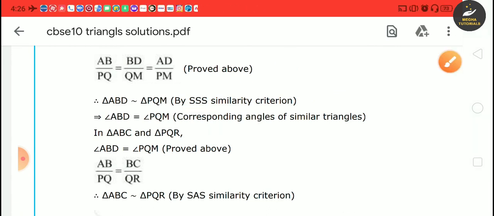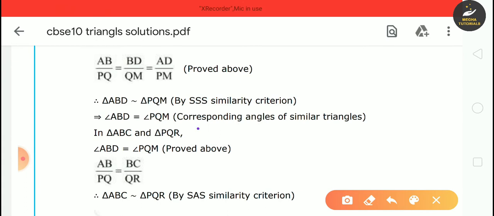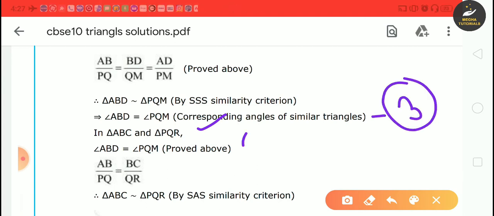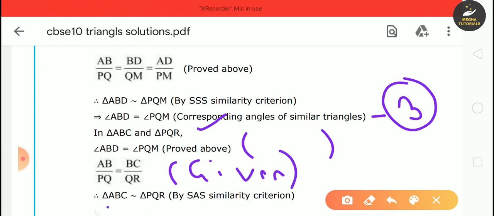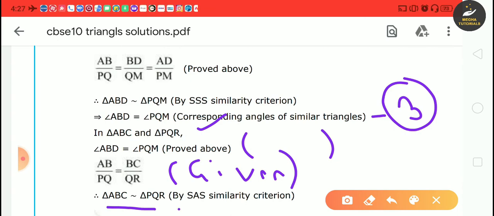Now consider triangle ABC and triangle PQR. It means main triangles. So angle ABD is equal to angle PQM. Give this equation 3 and then you can write from 3, and it is given that AB upon PQ is equal to BC upon QR. Sides are in the same proportion, so this is given. Therefore triangle ABC is similar to triangle PQR using SAS similarity test.